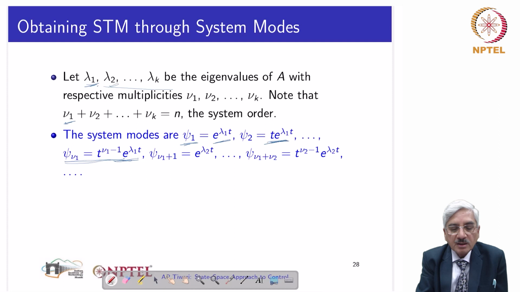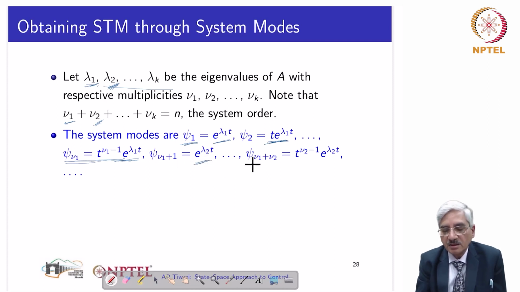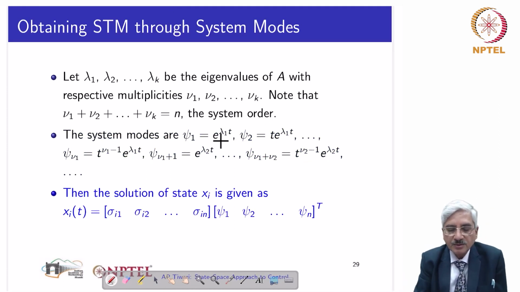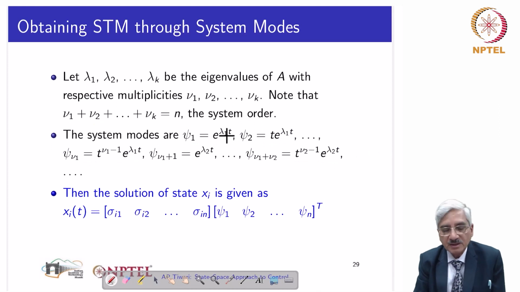Then lambda 2 is repeated nu 2 times, so it gives the modes e power lambda 2 t, t e power lambda 2 t, etc. And in this manner we have the knowledge of the modes. Modes are the way in which the solution is obtained, in which these are the exponentials which reflect in the solution of the state x t.